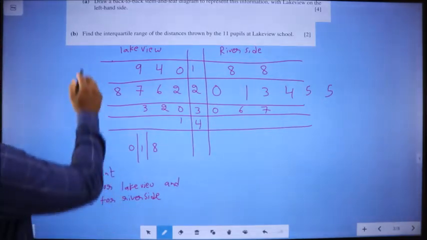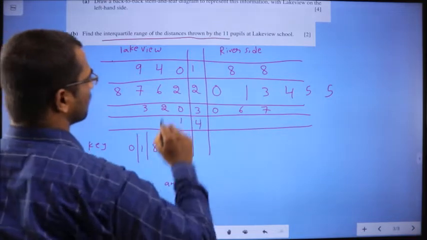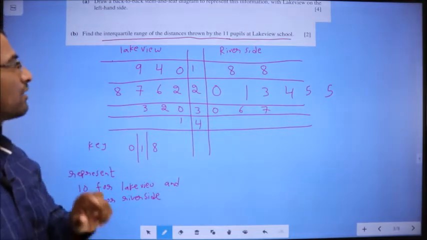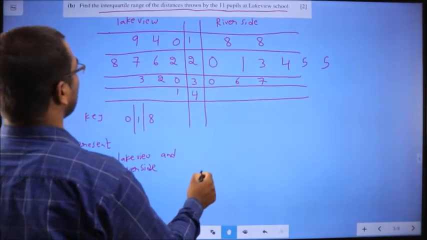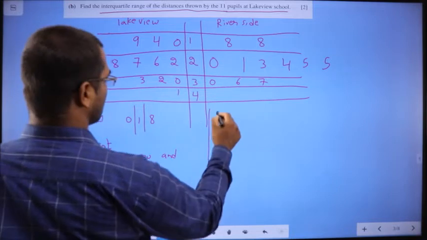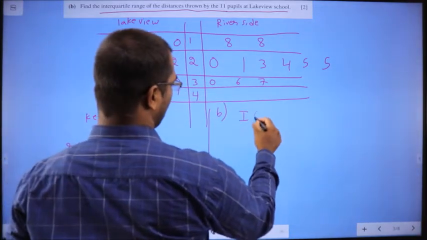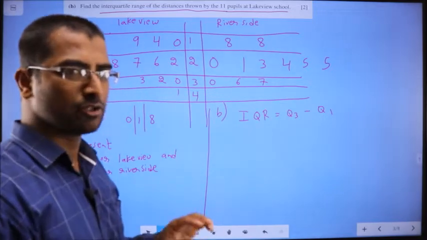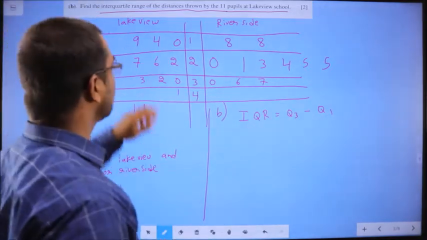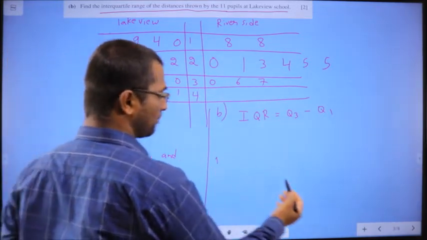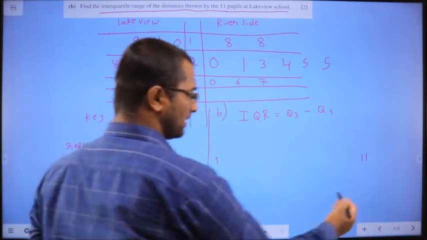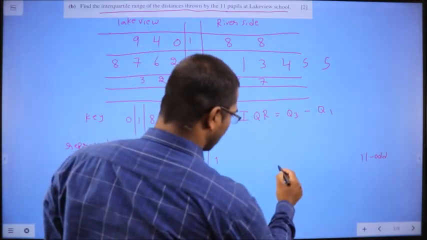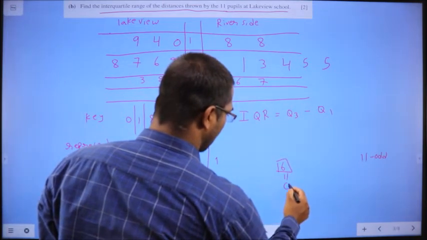Now, question B. Find the interquartile range of the distances thrown by the 11 pupils at the Lakeview School. For this, I need to find the interquartile range. What do we mean by interquartile range? Interquartile range is equal to Q3 minus Q1. So first I should find Q3 and Q1. How many values are present in Lakeview? 11 of them. Write their positions first, 1 to 11. Since 11 is odd, the middle is (11 plus 1) by 2, which gives 6. So the sixth position value will be Q2.